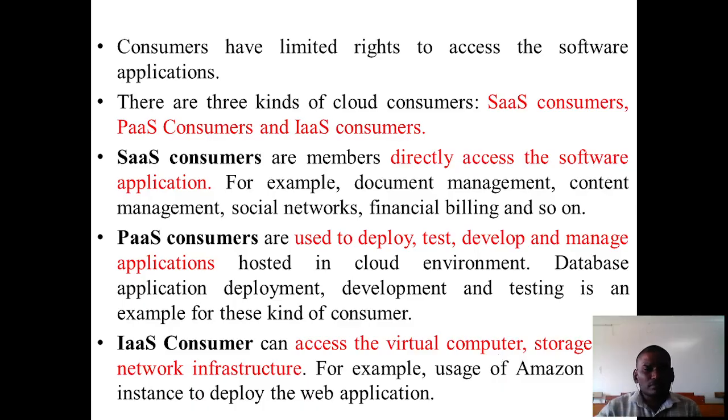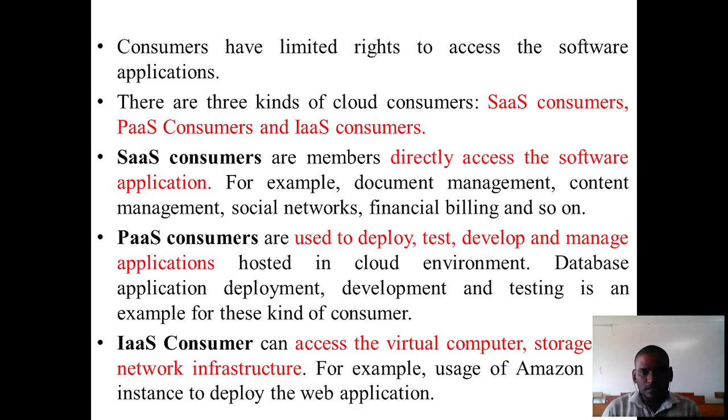Another one. Consumers have limited rights to access the software applications. There are three kinds of cloud consumers: a software service consumer, a platform service consumer, and an infrastructure as a service consumer. The cloud provider provides resource-based services based on these three concepts: software as a service, platform as a service, and infrastructure as a service. In software as a service, consumers or members directly access software applications, for example document management, content management, social networks, financial billing and so on. For example, Gmail is one of the software services accessed from the Google Cloud platform by individual cloud users.